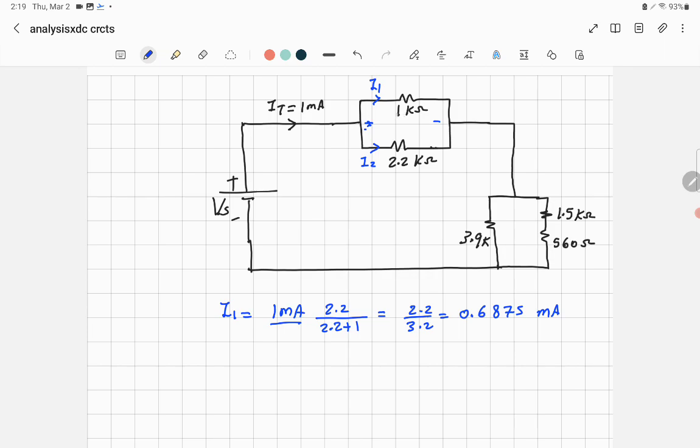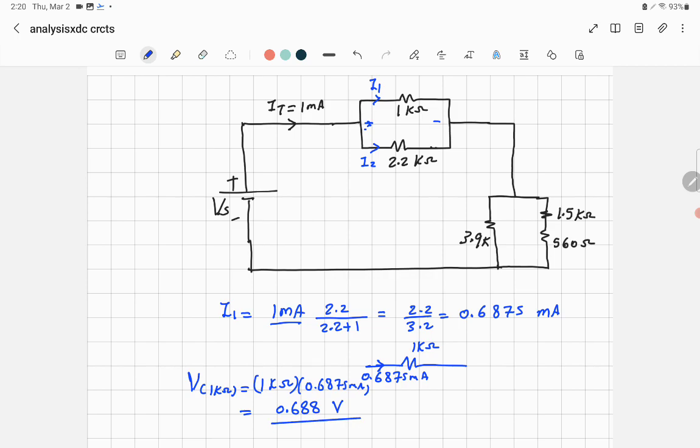I will choose the easy one, 1 kilo ohm. What is the current in 1 kilo ohm? Just let me sketch it here. You have 1 kilo ohm and you have the current I1, which is equal to 0.6875 milliamp. So the voltage across 1 kilo ohm is equal to 1 kilo ohm times the current, which is 0.6875 milliamp. Since you multiply kilo ohm by milliamp, you get volts. And 1 times this, we get 0.68, and let's just round the number. So that will be the voltage across this resistor.